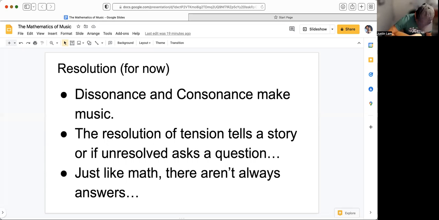And this idea of being able to resolve dissonance in music allows me to tell a story and resolve a story. And it's just like math. There aren't always answers. Not all music resolves. Many times music just kind of leaves things out in the open. And sometimes math is the same way.